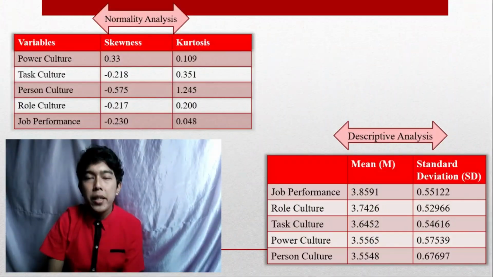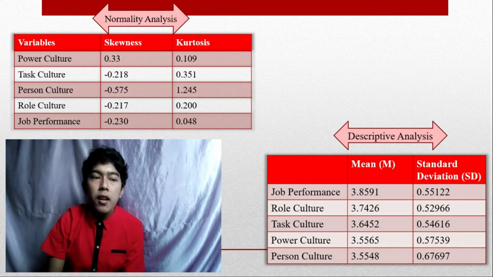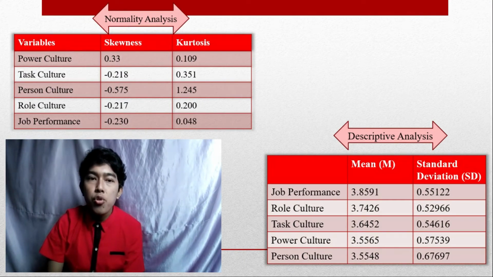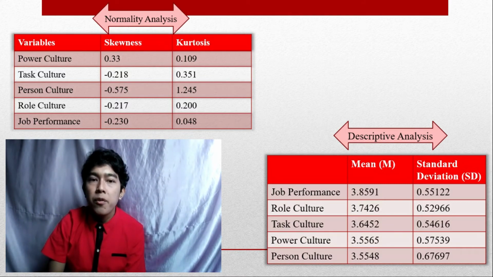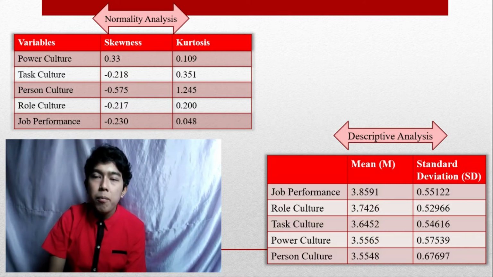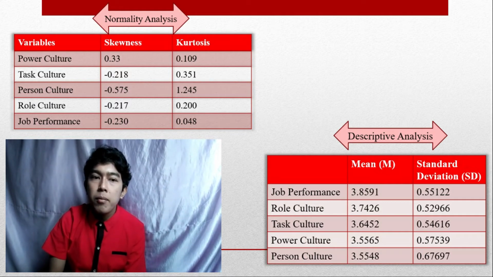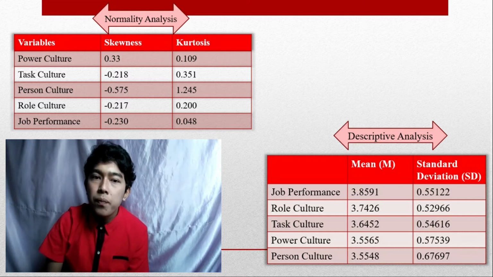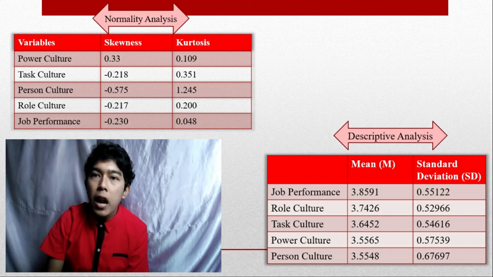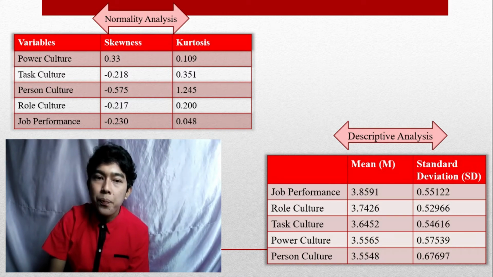Next, I'm going to explain the normality test. The normality test is to ensure that the data is normal for future analysis, and based on the study conducted by Pallant 2009, skewness and kurtosis should be between -2 and +2, with significance value more than 0.05. From my study, it shows that my normality is within -2 and +2.